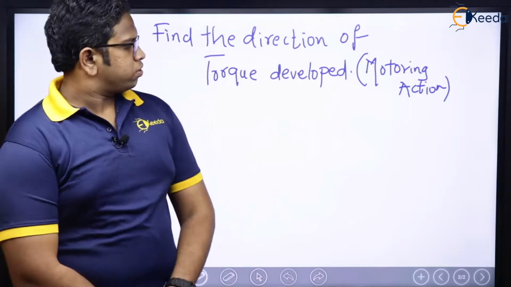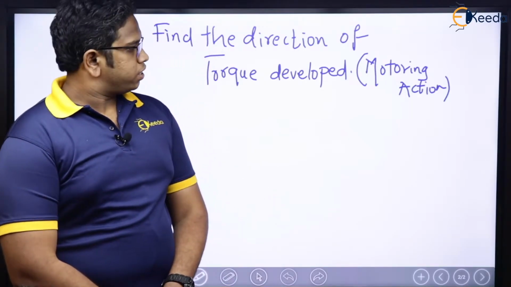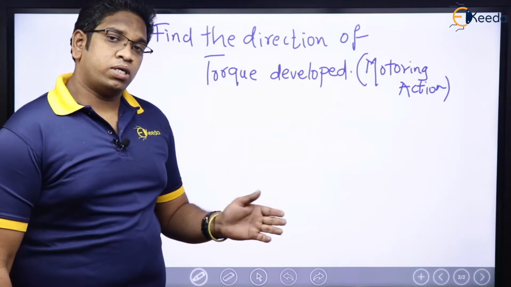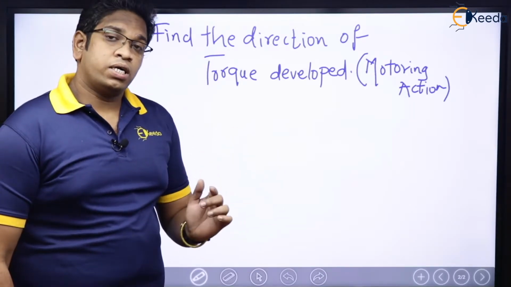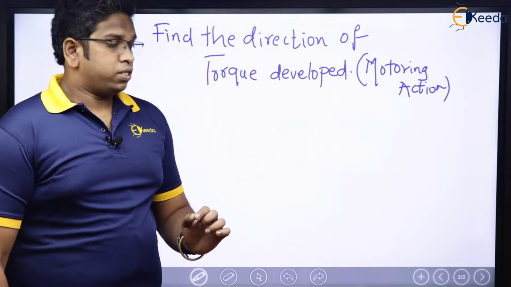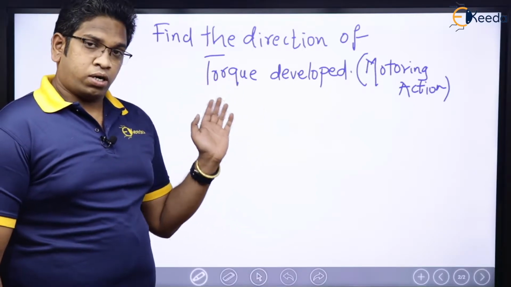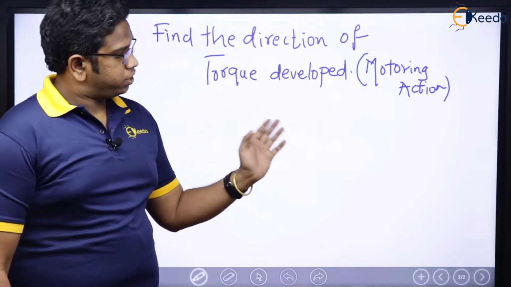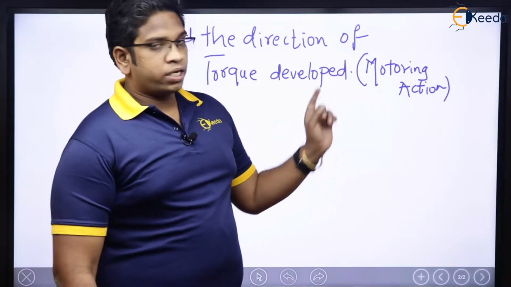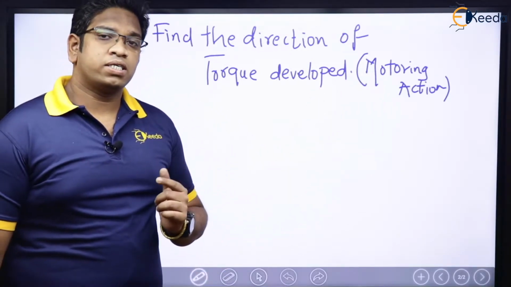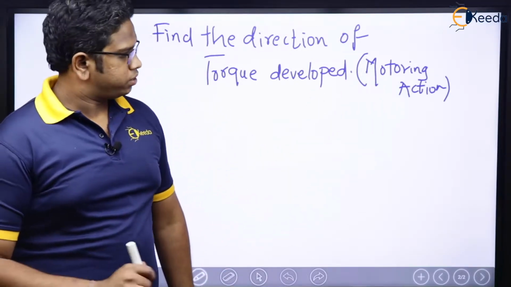But now students say that, sir, torque is produced in motor as well as in generator, then what is the reason that we say whenever torque is developed, it is a motoring action? What is the reason, sir? The reason is very simple. See here.